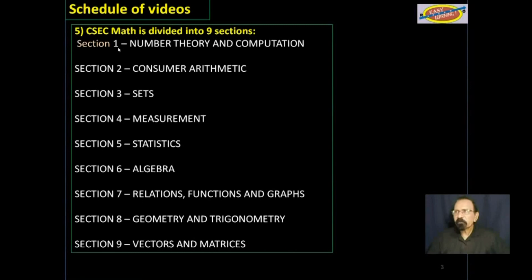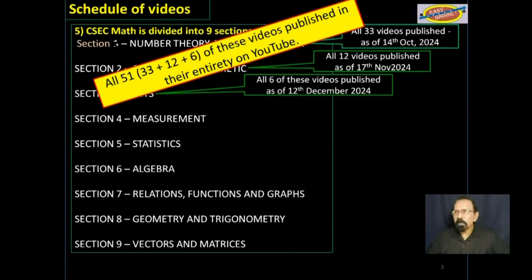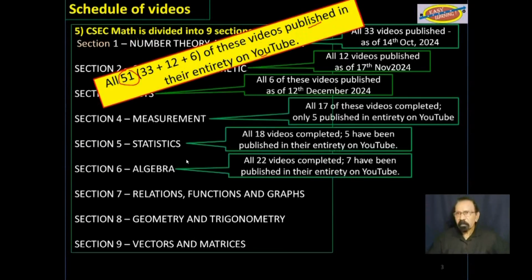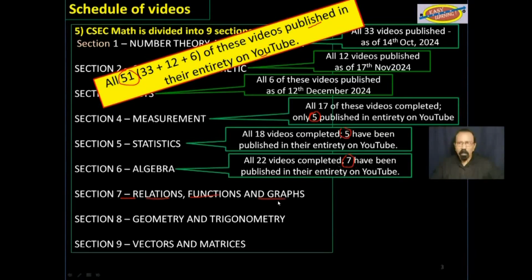Schedule of videos, sections 1, 2, and 3. All 51 of those videos have been published in their entirety on YouTube. Please make good use of them. Section 4, 5, and 6, those have been published as well. Some completely, and the rest partially. We are now at section 7, relations, functions, and graphs.